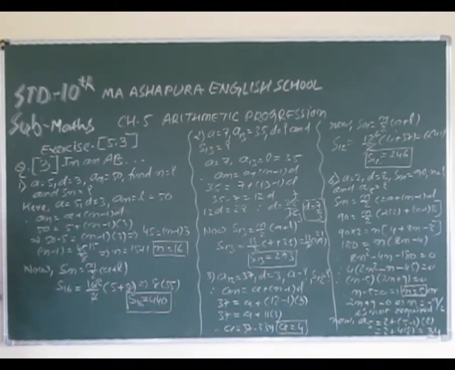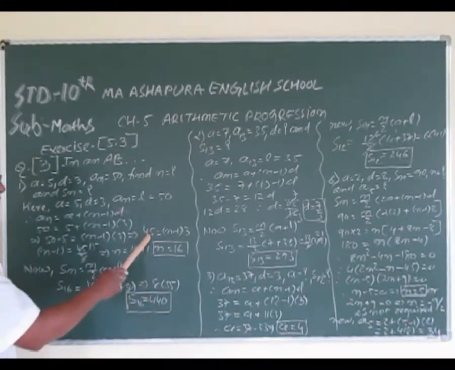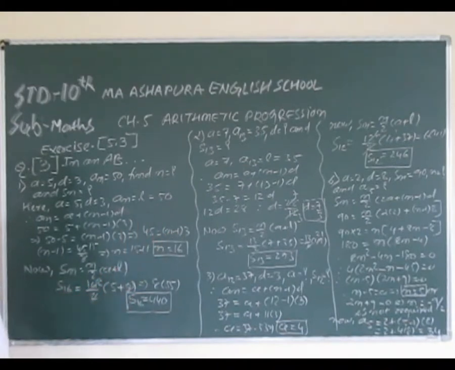Now 5 is transposing to the left hand side, and we get 50 minus 5 equal to n minus 1 into 3. 50 minus 5 is equal to 45, and therefore we get simplified form 45 is equal to n minus 1 into 3. Now both the sides divided by 3, and we get n minus 1 is equal to 45 by 3 equal to 3 15s are 45. So n minus 1 is equal to 15. Now 1 is transposing to the right hand side, and we get n is equal to 15 plus 1, n is equal to 16. So here the number of terms is 16 from given AP.